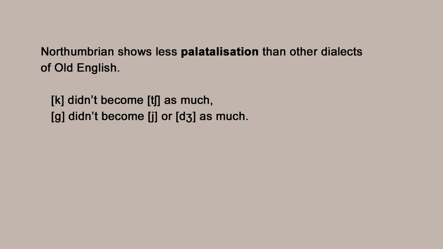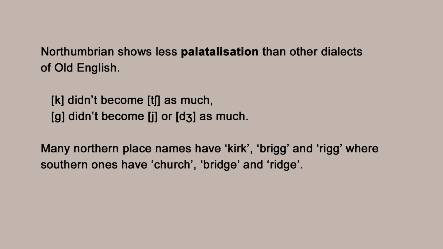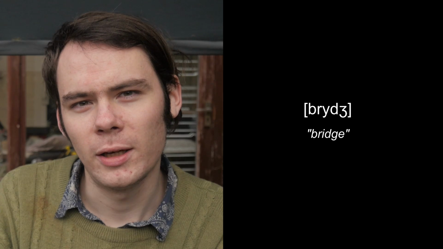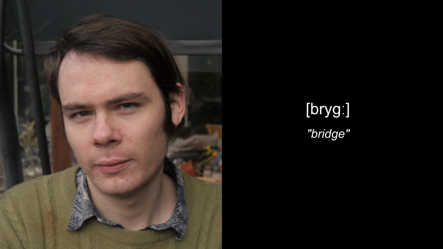A widely known inference about Northumbrian Old English is that it had much less palatalisation than other dialects. In other words, k didn't become ch as much, and g didn't become y or j as much as it did in the south. And this survives nowadays mainly in place names that have the elements kirk, brig and rig, where southern dialects would have church, bridge, ridge. As a general feature of Northumbrian, this would have given rise to differences like this. Chiriche, girike, bridge, brig, midge, mig, cheese, geze.